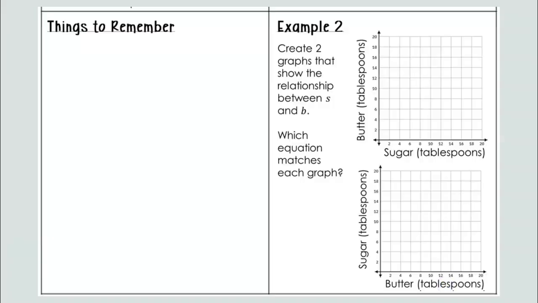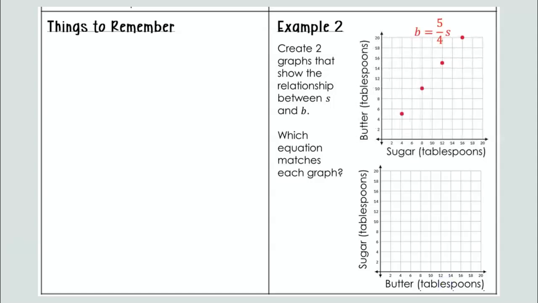Example 2, create 2 graphs that show the relationship between S and B. Well, notice the first one, sugar is the independent variable, butter is the dependent. So when we make this graph, we're plotting over 4, up 5, over another 4, up another 5. That is the 5/4 S.